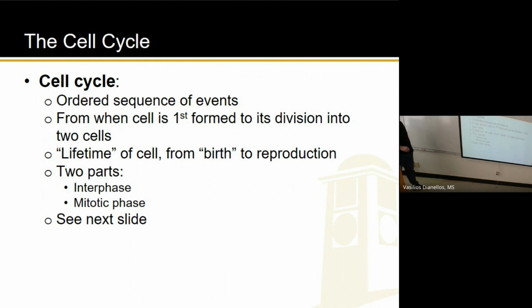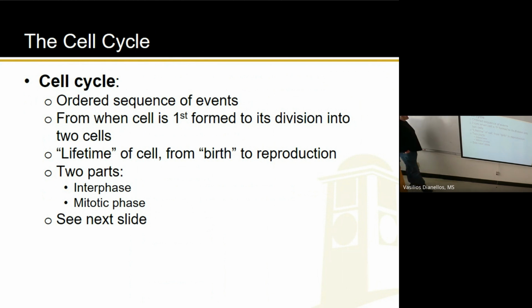So what is the cell cycle? It is an ordered sequence of events. And that'll make more sense when I tell you the different sequence of events. And again, that's what you're going to need to know for the exam, at least this portion of the exam. You're going to need to know what happens in these different events. I'm going to give you their names. I'm going to tell you what happens.